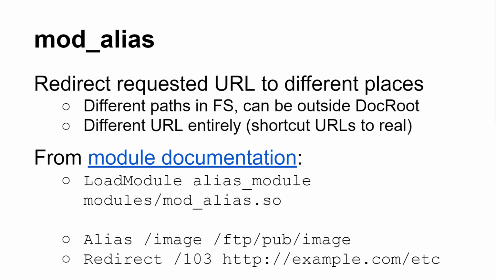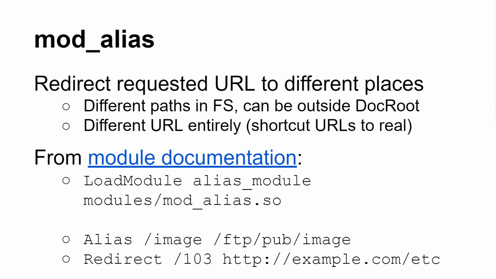Another module is the alias module. So here's a way of, if they've requested one particular path or one particular URL, you can actually redirect them to a different location. From the module documentation there as well, the load module again should be one line. Once that module is loaded, then you have additional directives that get added. The directive for aliasing is just the alias directive.